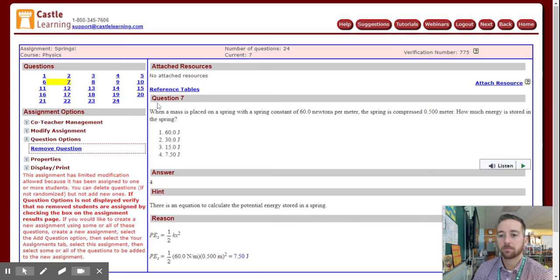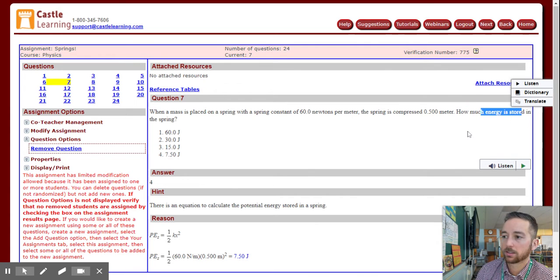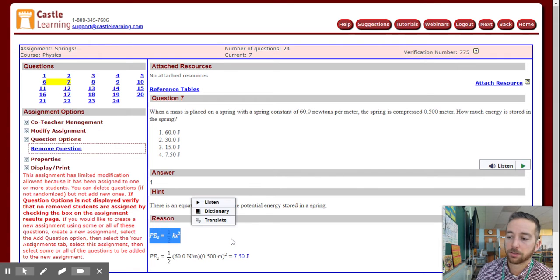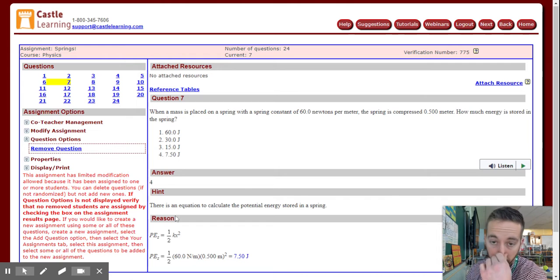Question 7. When a mass is placed on a spring with a spring constant of 60 newtons per meter, the spring is compressed, and they want energy. So again, they're giving you a spring constant, they're giving you a distance, but you got to just key into what are they giving you here, and that's energy. So we use the equation down here for energy. And then we just substitute right in, make sure you square, do your math right, you get 7.5.